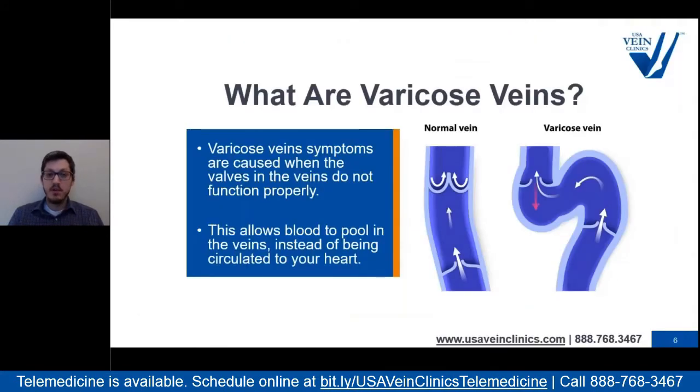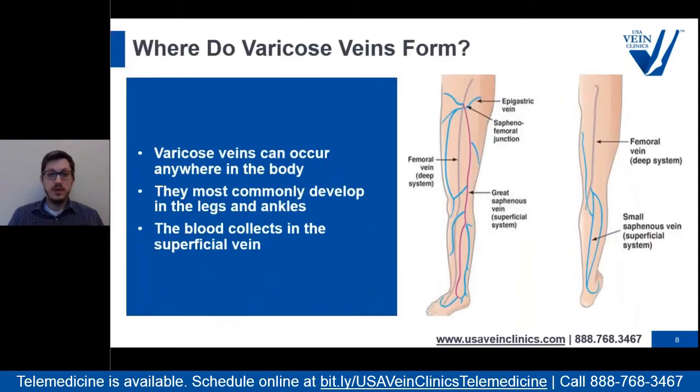So when we define varicose veins, it's a valve that's not working, and this backwards flowing blood causes it to pool inside the vein, and the veins become very large and very tortuous, and they start twisting around, and that's what we call a varicose vein.